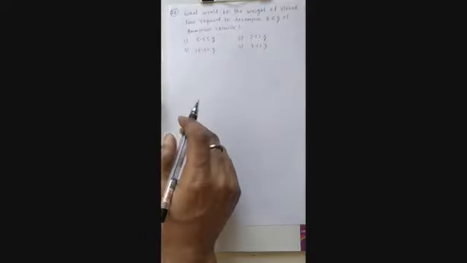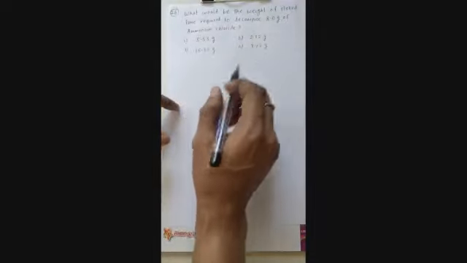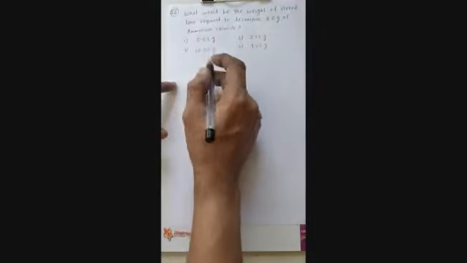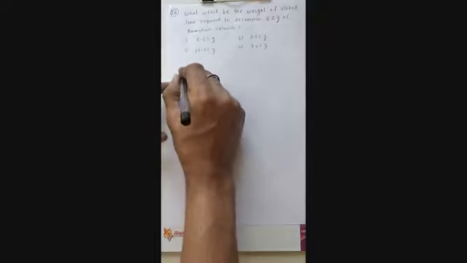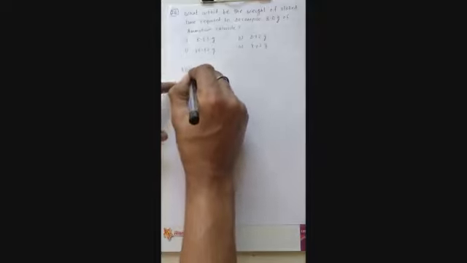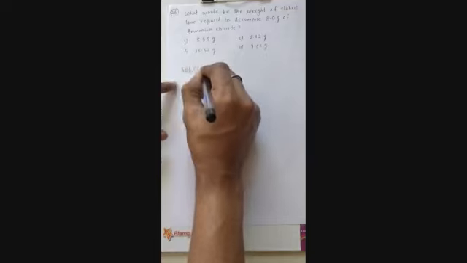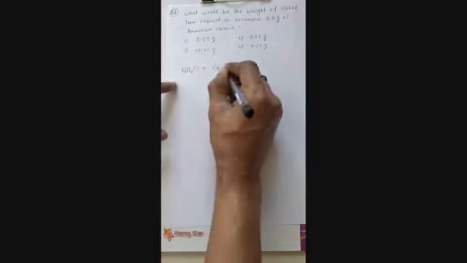Let's see question number 26. What will be the weight of slack lime required to decompose 8 grams of ammonium chloride? The options are given. Now what is slack lime? It is Ca(OH)2. So first thing first, I'll have to write the reaction, that is ammonium chloride plus slack lime, Ca(OH)2.